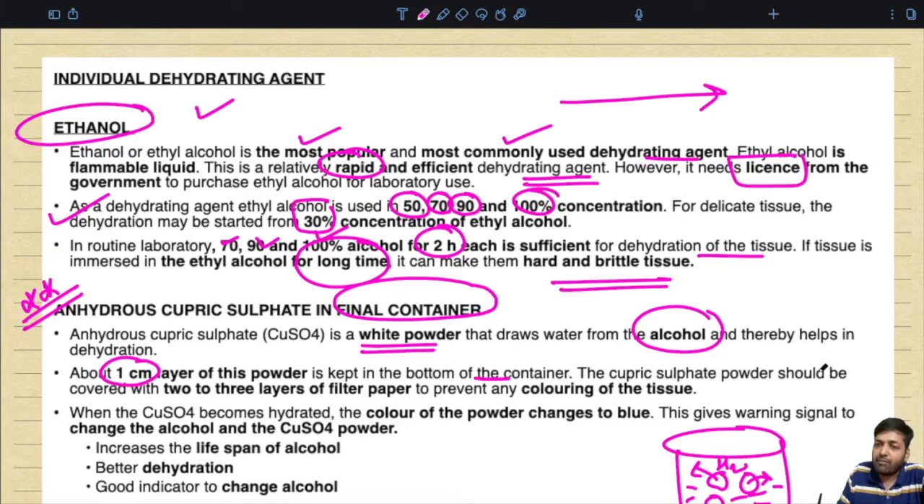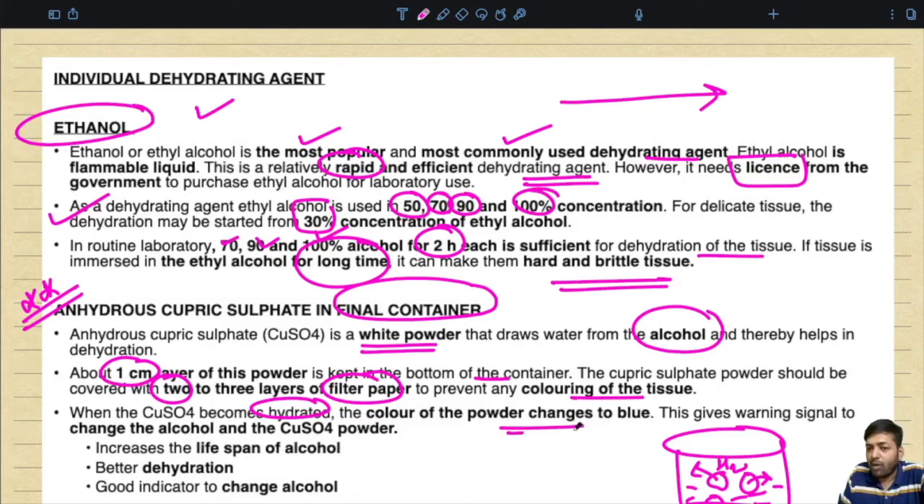The cupric sulfate powder should be covered with 2 to 3 layers of filter paper to prevent any coloring of the tissue. Now very importantly, when the copper sulfate becomes hydrated, for example this copper sulfate at the bottom has completely absorbed water and is completely hydrated, then what will happen?